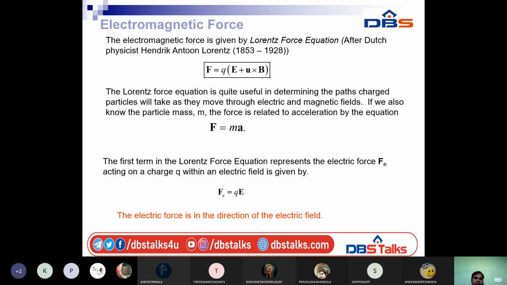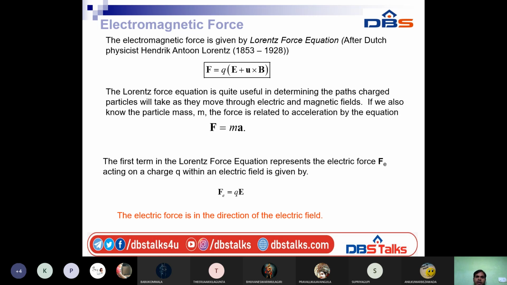From the above first equation, can we split it for finding the force in an electric field alone? Then Fe is equal to Q into E. So this is the force only for electric charge. Are you clear on this slide?